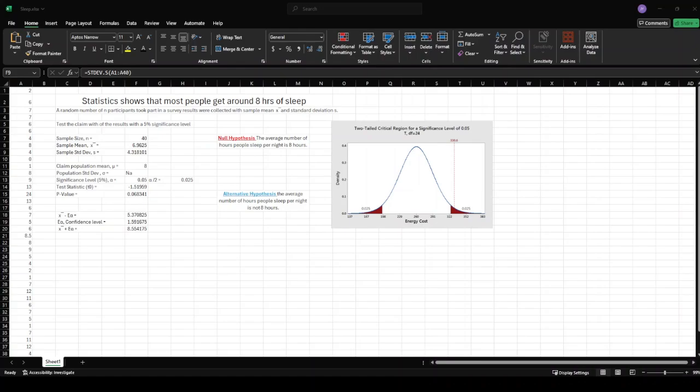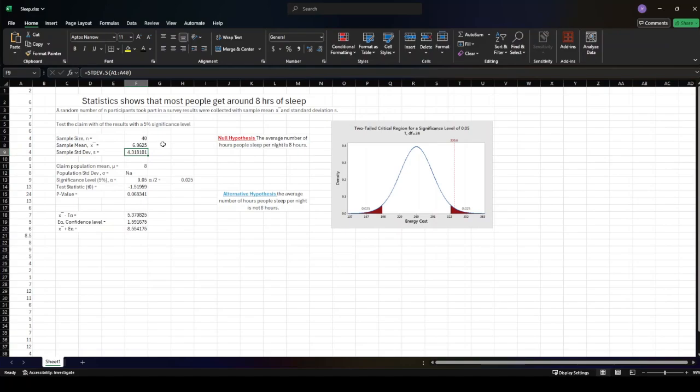Hi, today I'll be going through my statistics assignment. Now I'm going to go through all the formulas that I have used in this Excel spreadsheet. For sample size n, I use equals COUNT to count all the data that I have inputted into this Excel sheet. For sample mean, I use equals AVERAGE to count all of my data and find the mean value.